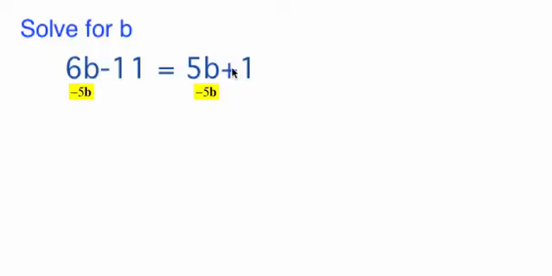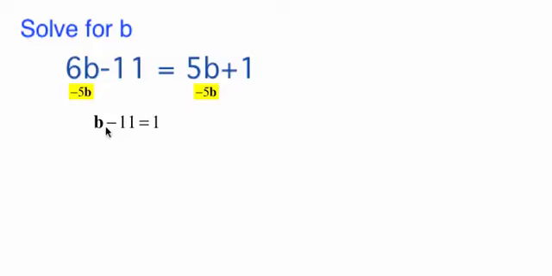Remember, this is a big seesaw. It's a big balance. Whatever you do to one side, you have to do to the other. So 6b take away 5b is 1b. So we have 1b, there it is, 1b. Take away 11 is equal to, now 5b take away 5b is nothing. Nothing plus 1 is 1. So we have b minus 11 equals 1.